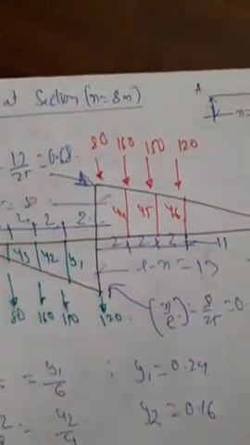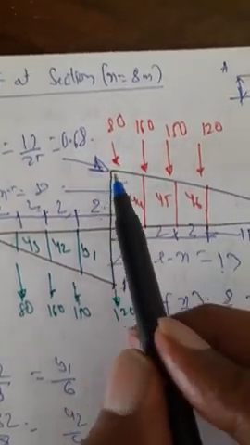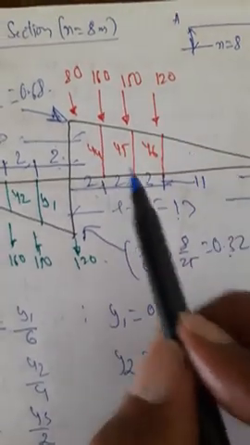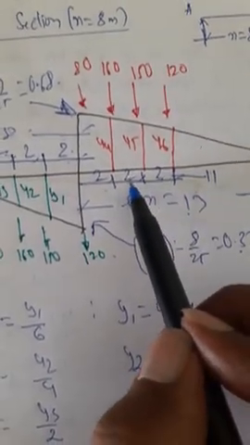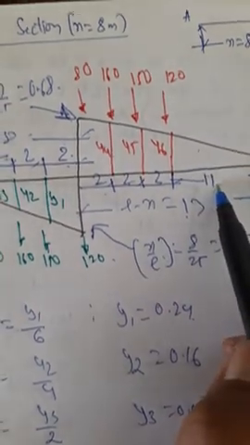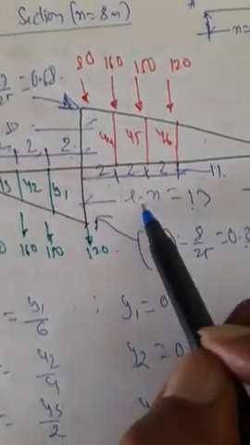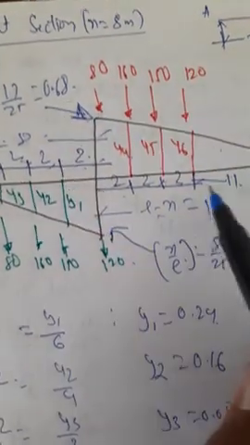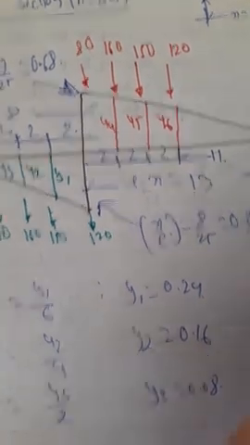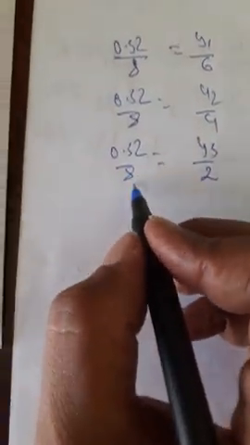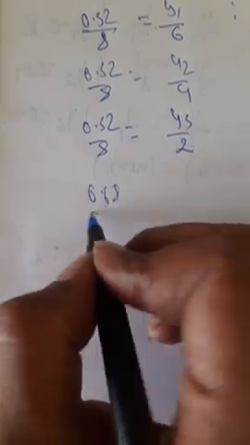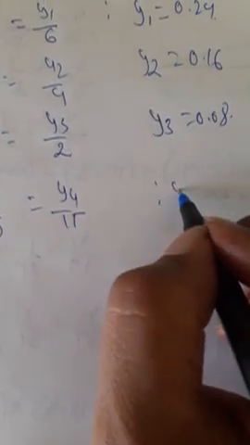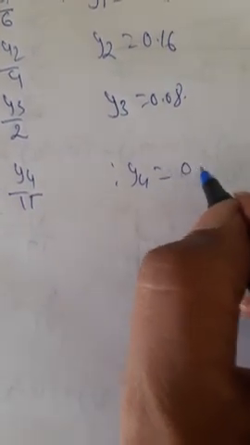Similarly here, for this term, this is 0.68. 0.68 divided by 17 is equal to y4 divided by 11 plus 2 plus 2, that is y4 divided by 15. Similarly 0.68 divided by 17 is equal to y5 divided by 13. 0.68 divided by 17 is equal to y6 divided by 11. So y4 is equal to 0.6.